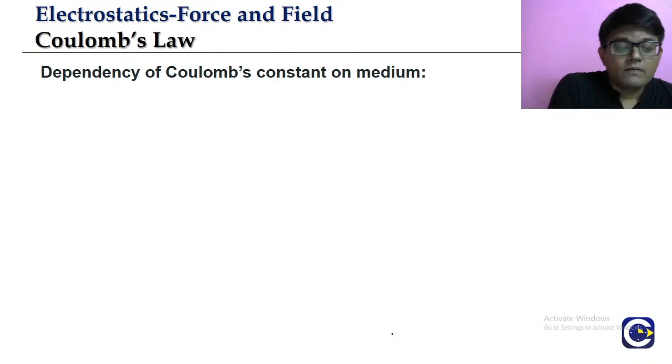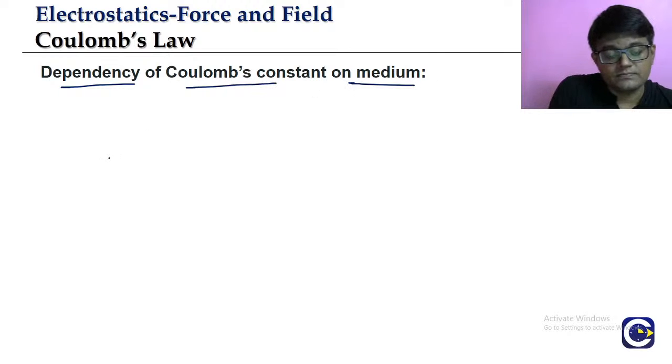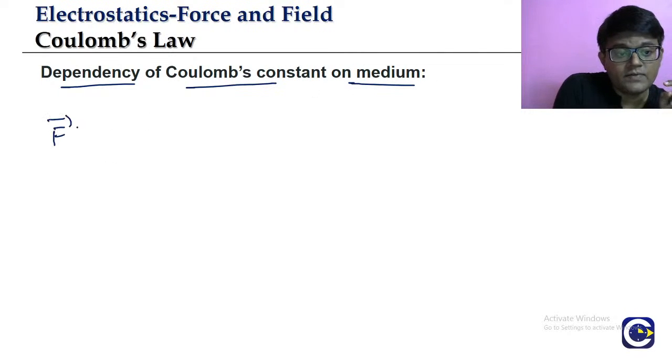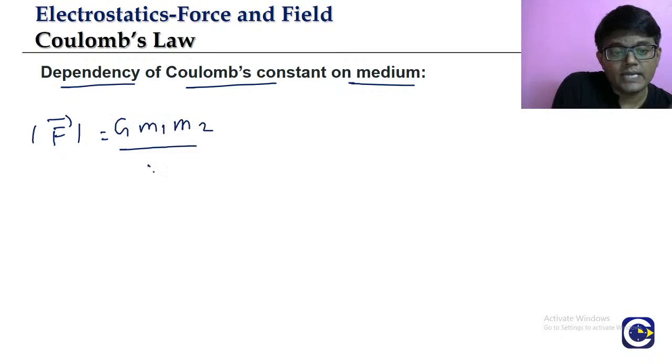Another thing: when we discuss Newton's law of gravitation, we say that the force of attraction between two masses is given by G into m1 m2 by r square. You can see the similarities between the two.